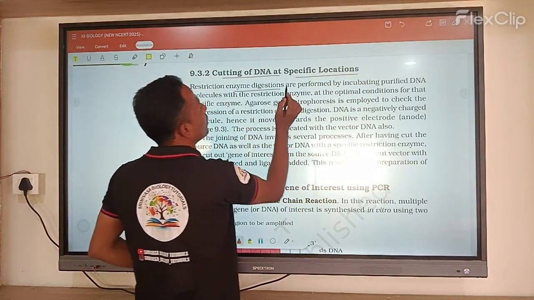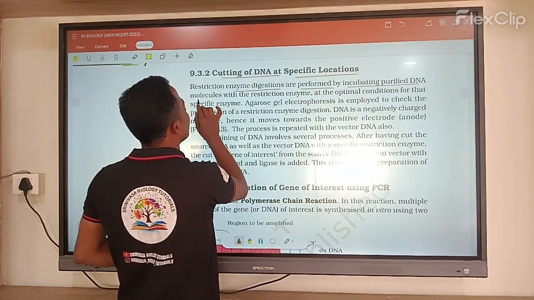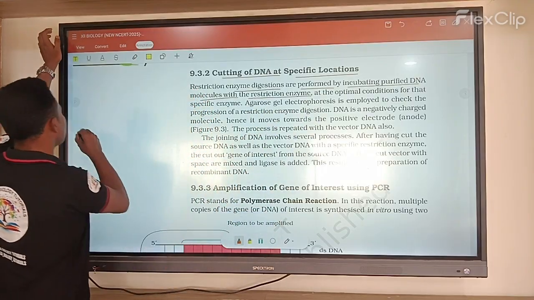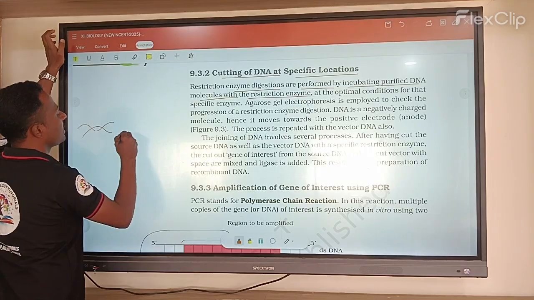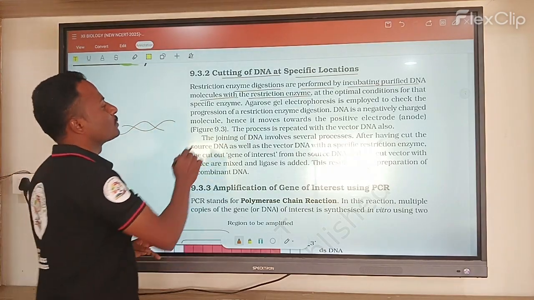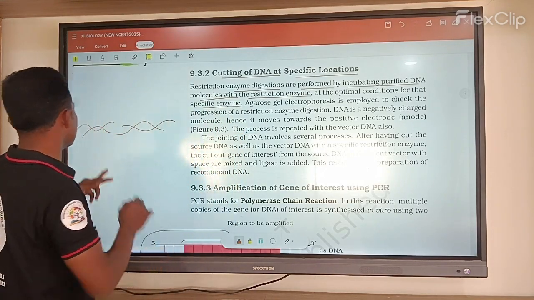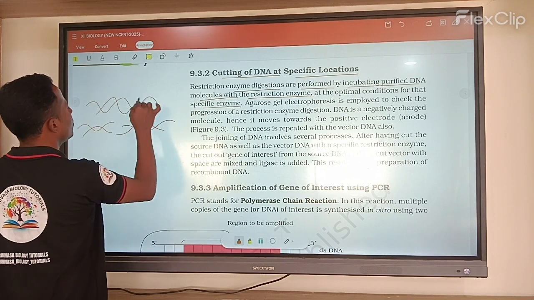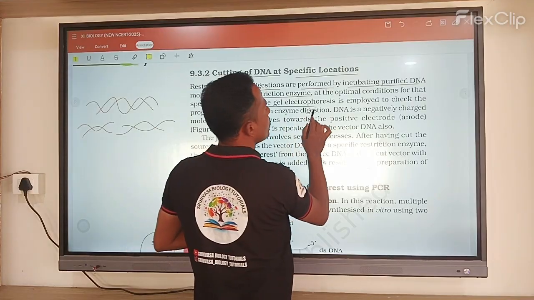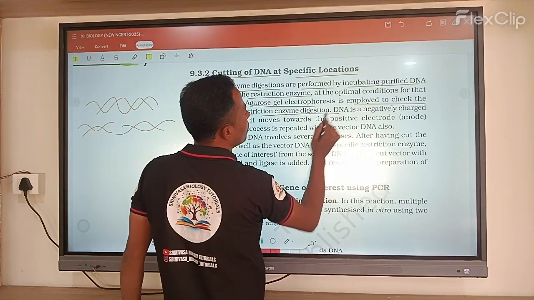The restriction enzyme digestion is performed by incubating the purified DNA with restriction enzymes. So once we have the completely purified DNA, specific enzymes are used to cut the DNA. Agarose gel electrophoresis is employed to check the process of restriction enzyme digestion.